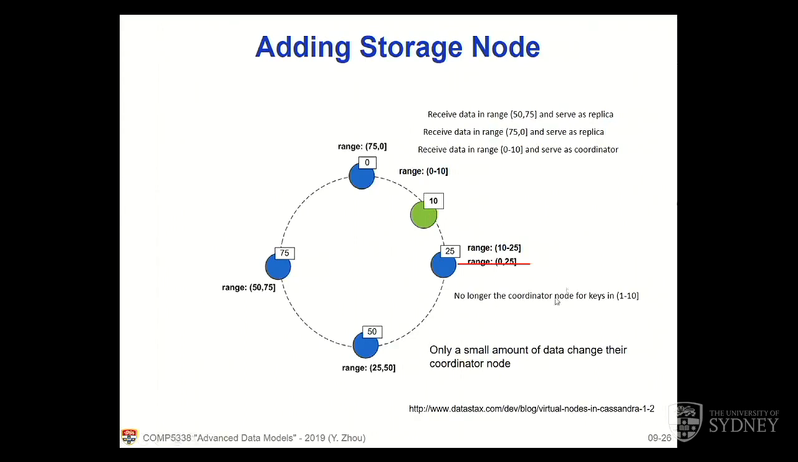So this is no longer coordinator for this key, and also no longer replica for that range in this, because now it's the third in row. And also, this is no longer a replica for data in range 0 to 10, because now 0 to 10 is here. So that's the first one, that's the second one. So this one shouldn't serve that.